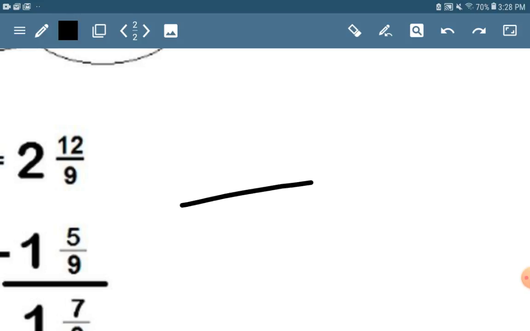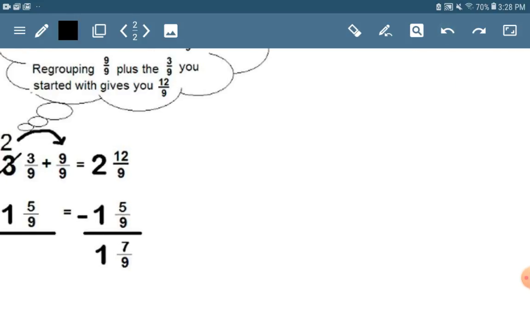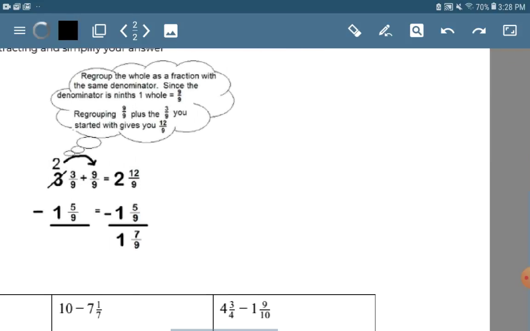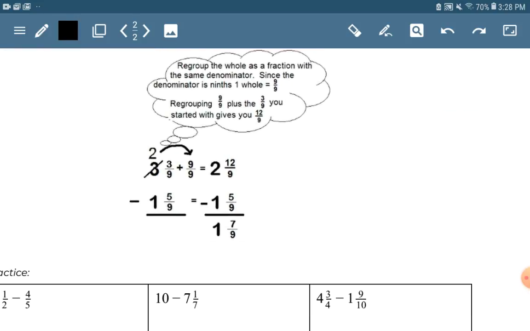My example here, our original problem is 3 3/9 minus 1 5/9. If you look at your numerators, you cannot do 3 minus 5 in that order. So we're going to have to borrow.